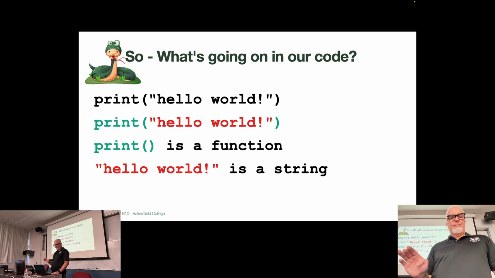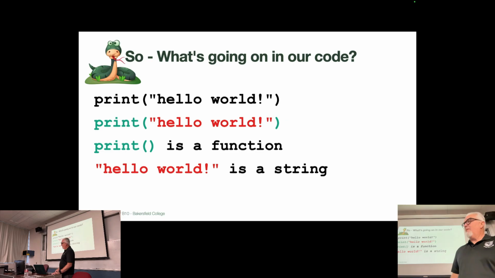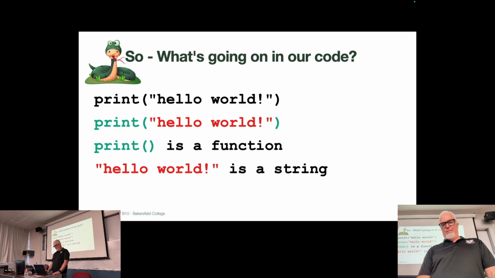Okay, so why does that matter? We'll find out. So when we put those things together, when we say print hello world, what we're saying is print these exact characters in this exact order to the screen. That's all we're saying. It's pretty much the simplest thing you can do in Python, which is why we started with that.